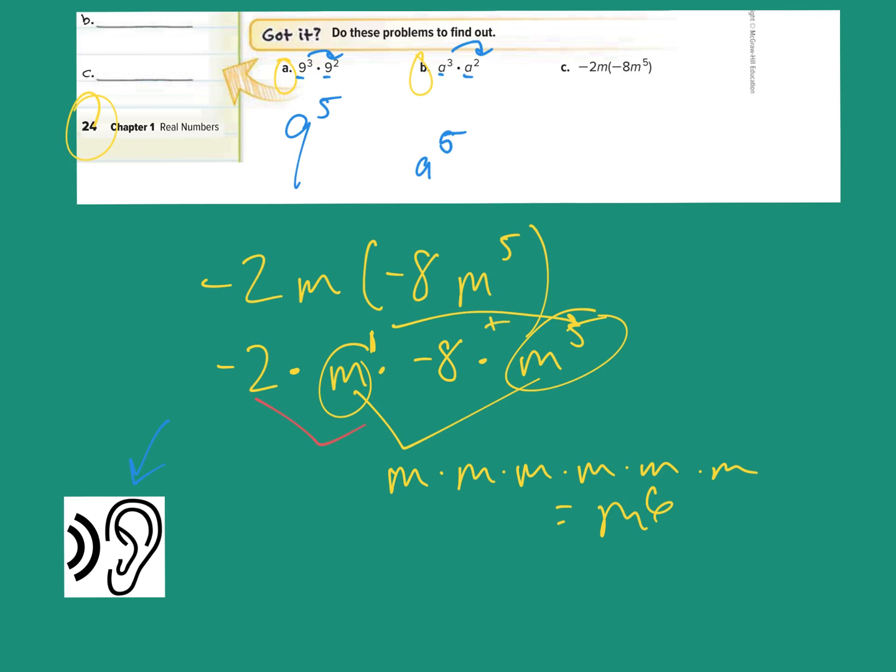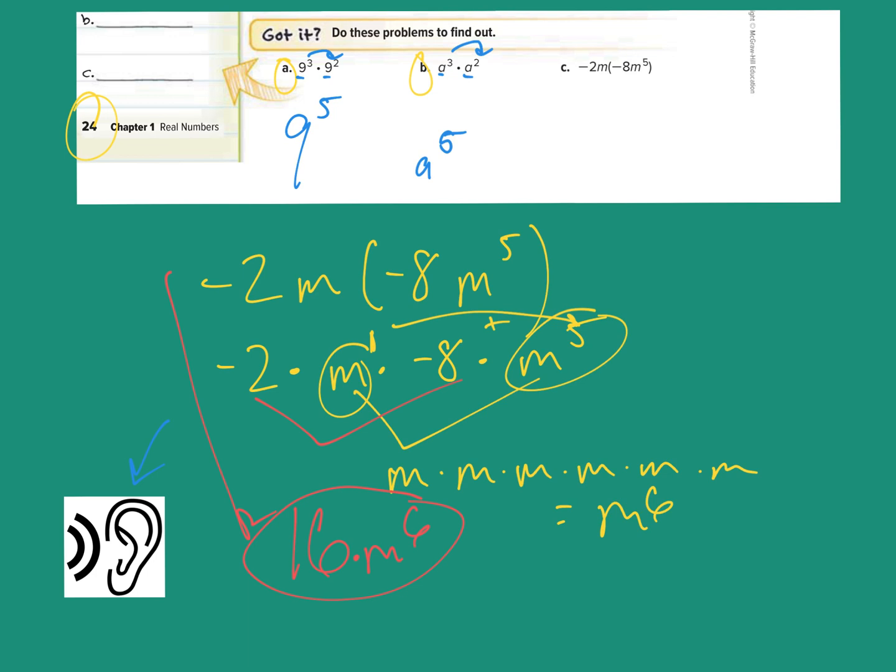Then I still have to deal with my other numbers, since I can't multiply them by any m's because they have different bases. I can multiply the numbers together. -2 times -8 is positive 16. And so now my final answer, and I can't go further, is 16m to the sixth, because I'm still multiplying those two together from the original problem.